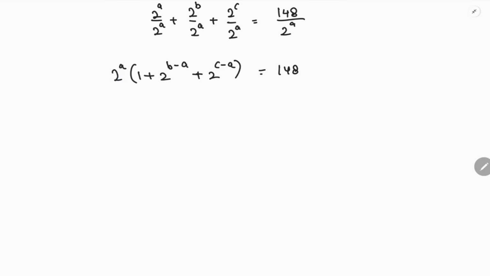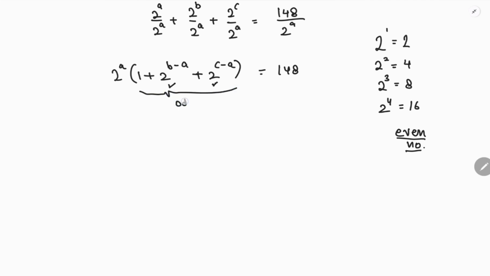Okay, so now we know one thing, that 2 raised to power anything, 2 raised to power 1, 2 raised to power 2, 2 raised to power 3, 2 raised to power 4, you will always get an even number, right? And if you add even plus even, you always get even, right? Suppose this is 2 raised to power something, this is 2 raised to power something, I will get even. But when I add 1 here, I will get odd. So this term will be odd and this term will be even, right? 2 raised to power a.